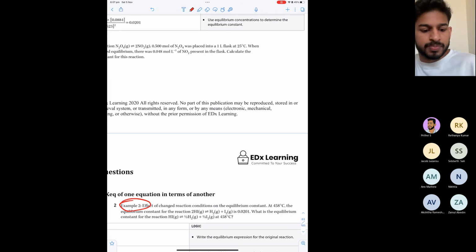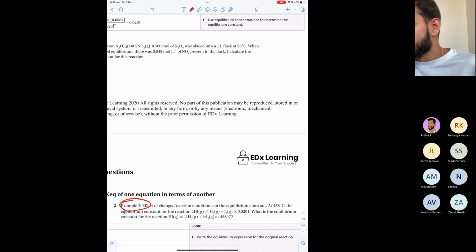Who's got an answer? Yep. All right, so let's go with Jacob. What was your answer? I got 0.142. 0.142. And Nikita, what about you? Nikita, what was your answer? Yeah, I got 0.1418. Good. Small thing though about significant figures.